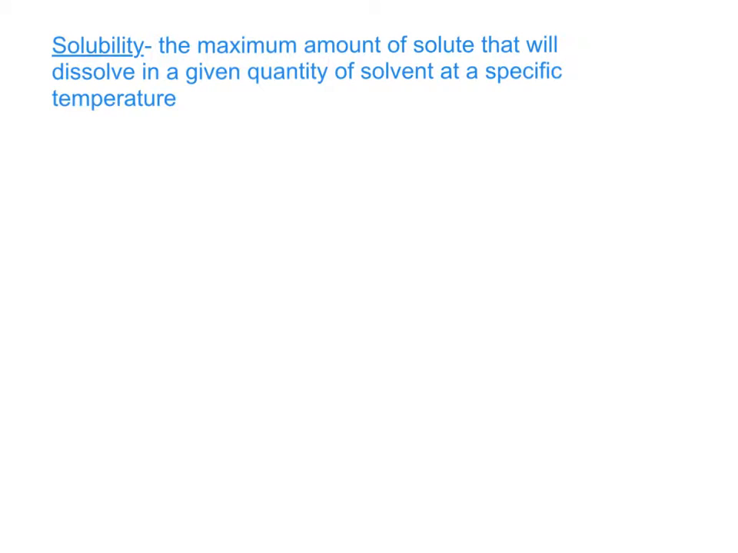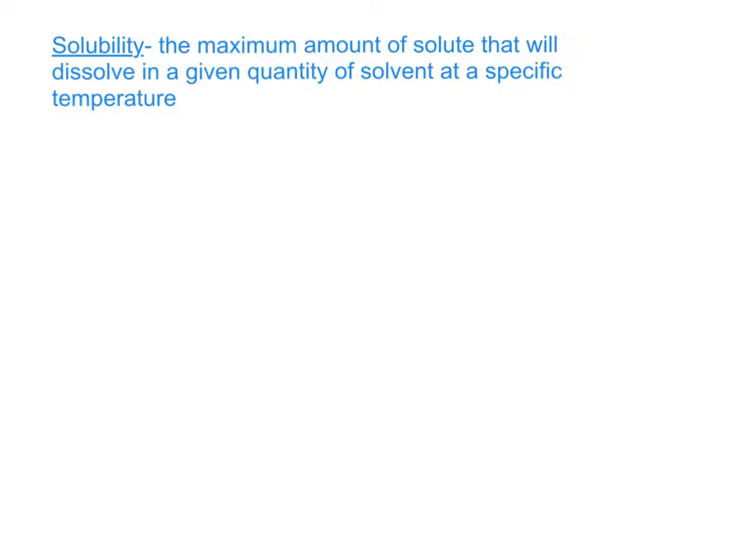So in this video, I'm going to talk about the factors that affect solubility. Now remember that solubility is just the maximum amount of solute that will dissolve in a given quantity of solvent at a specific temperature. The specific temperature part is pretty important, and that is one of the factors that will affect solubility.